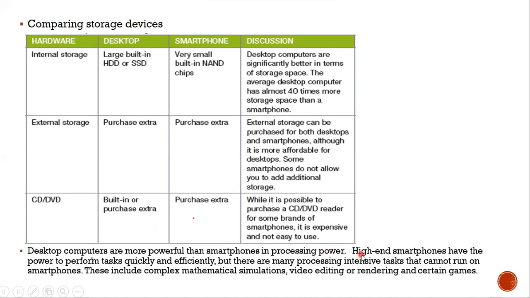High-end smartphones have power to perform tasks quickly and efficiently, but there are many processing-intensive tasks that cannot run on smartphones. These include complex mathematical simulations, video editing or rendering, and certain games. So you can see the limitation of smartphones in terms of games that you can play, the amount of video editing that you can do. They all have limitations on your smartphone.